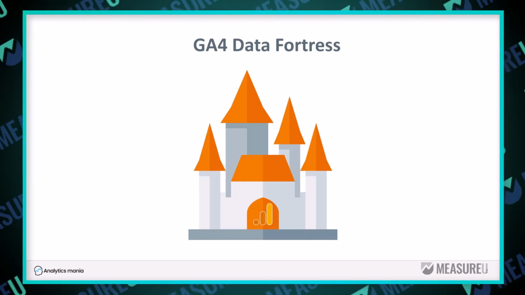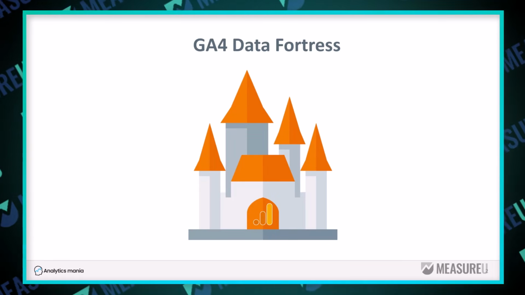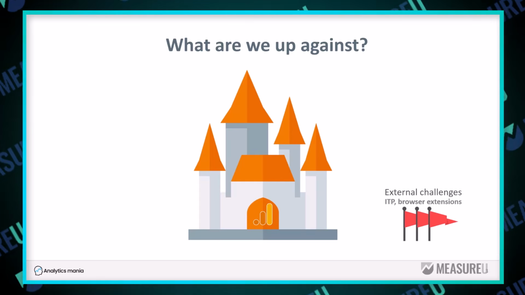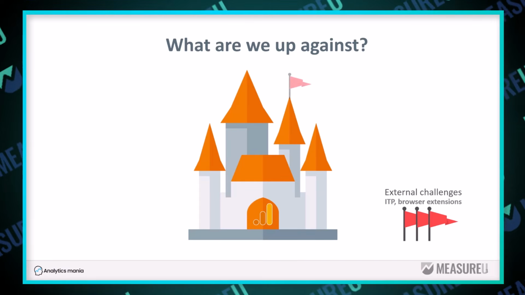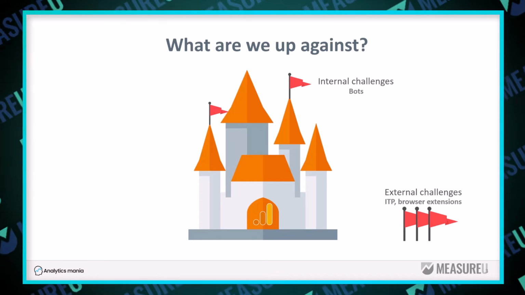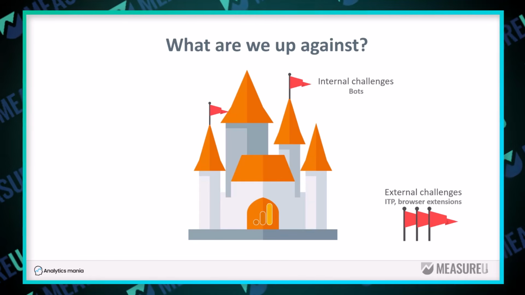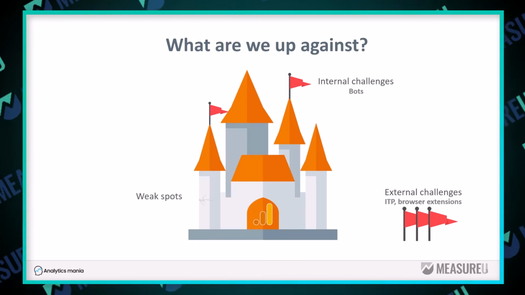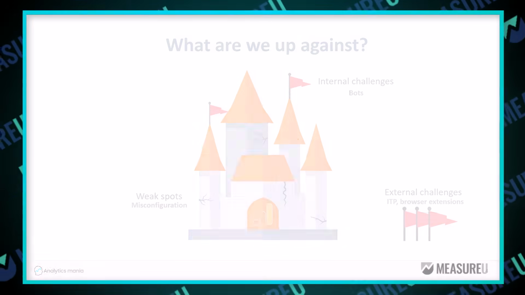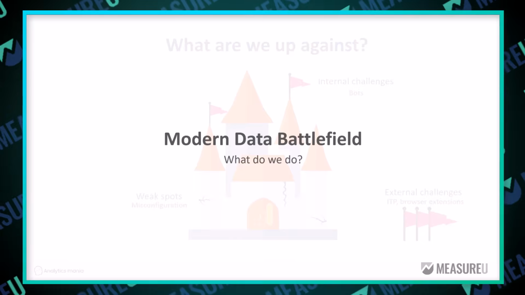Looking at potential challenges that we have with our setups, I decided to split those challenges into three groups. We have external challenges like intelligent tracking prevention and browser extensions. Then we have internal challenges, bots, who are like spies that want to infiltrate your data fortress and compromise your data. And then there are many ways we can accidentally misconfigure something and add weak spots to our walls. This is our modern data battlefield. So what do we do? Let's start with external challenges.